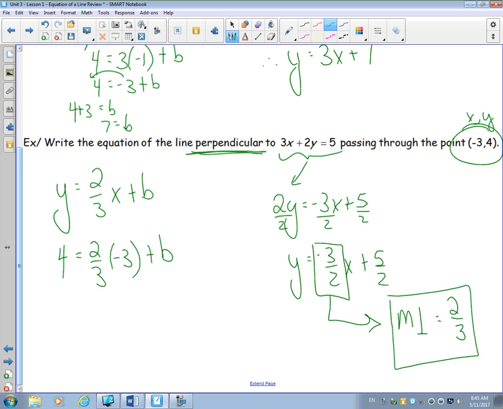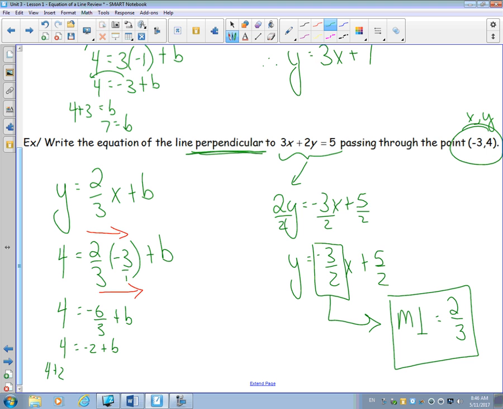Let's find b. Okay, we've got to do fractions here. Reminder about fractions: when you multiply them, you go straight across. So 2 times negative 3 is negative 6, and 3 times 1 is 3. I can calculate this because negative 6 divided by 3 is negative 2.